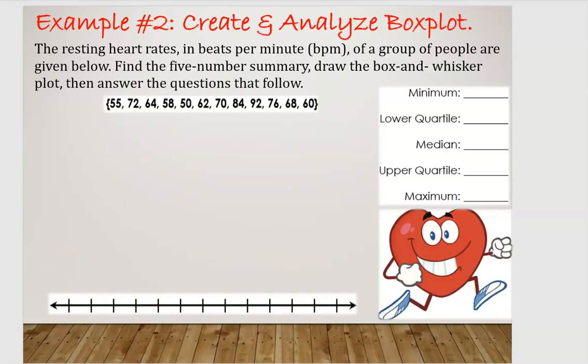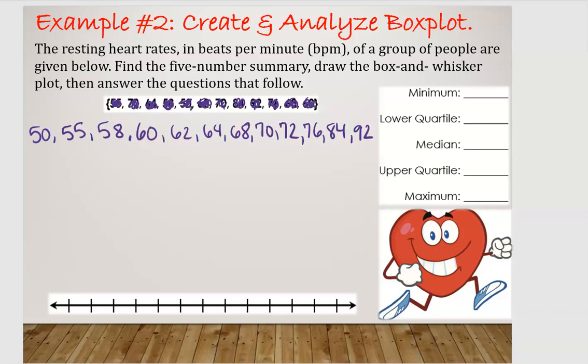So here's another example. We have resting heart rates, which is measured in beats per minute, or BPM, of the group. Find the 5-number summary and draw your box and whisker plot, and then answer the questions that follow. So our first step is to organize these from least to greatest. So go ahead and do that now.